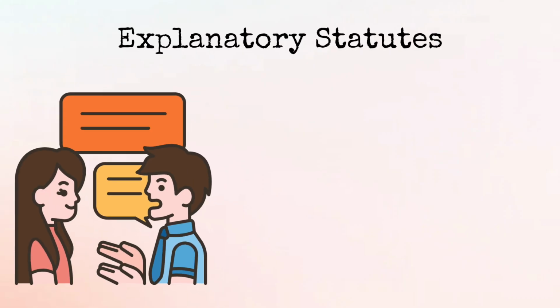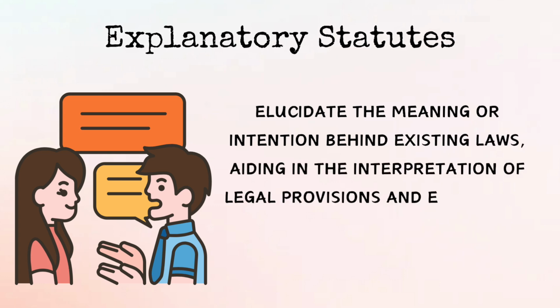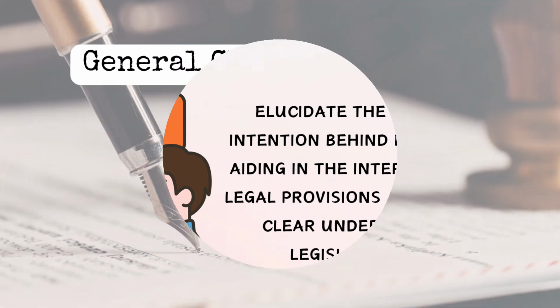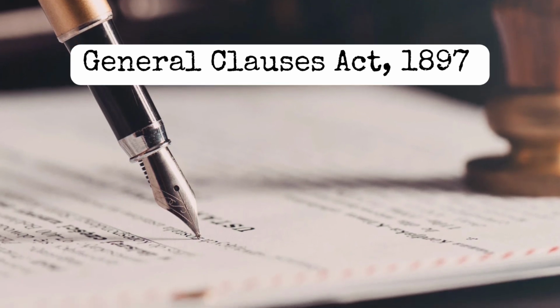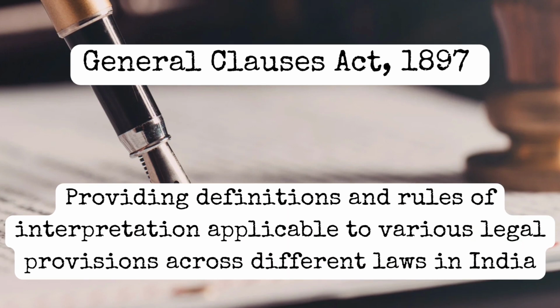Explanatory statutes. These statutes elucidate the meaning or intention behind existing laws, aiding in the interpretation of legal provisions and ensuring a clear understanding of the legislative intent. Example, the General Clauses Act 1897 serves as an explanatory statute, providing definitions and rules of interpretation applicable to various legal provisions across different laws in India.